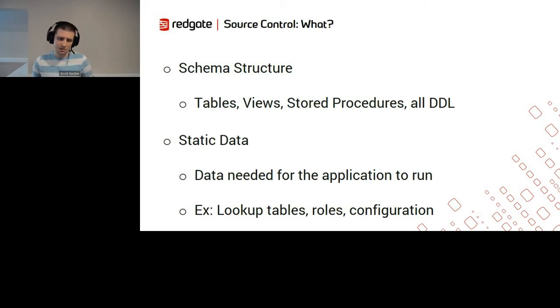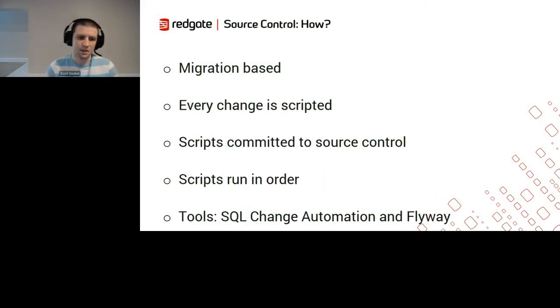The next step is to also source control your static data. This is something that some people don't think about. You should source control the data that is needed for your application to run. Things like lookup tables, roles, configuration data, that kind of thing. So get your schema structure and your static data into source control. The next step is you'll want to choose one of two approaches, either a model-based approach or a migration-based approach.